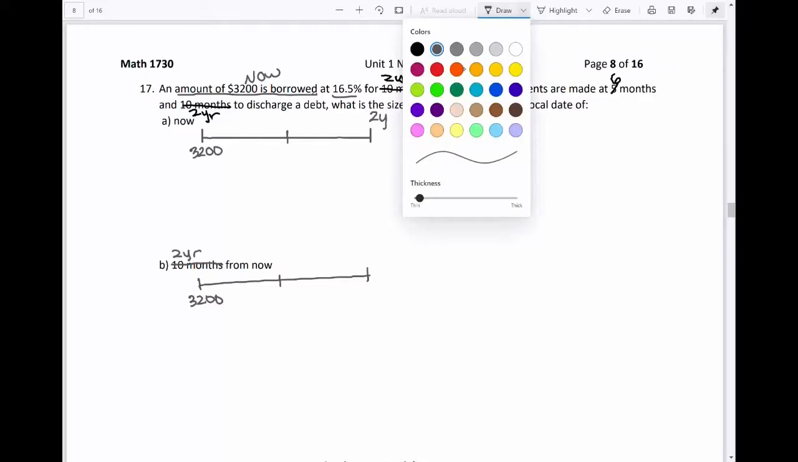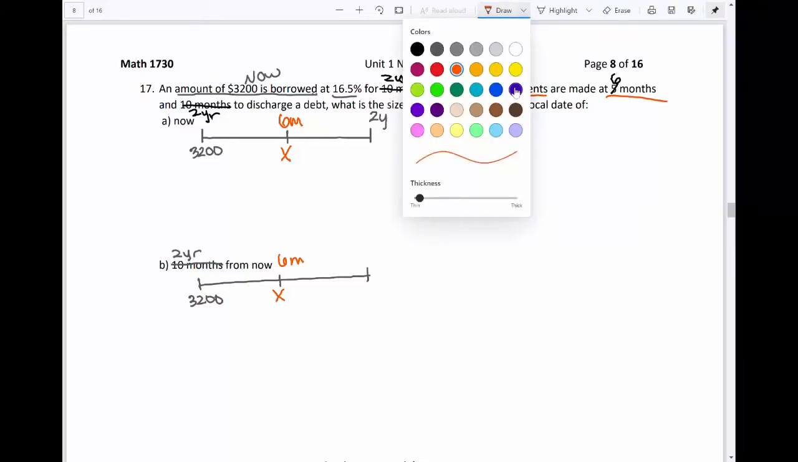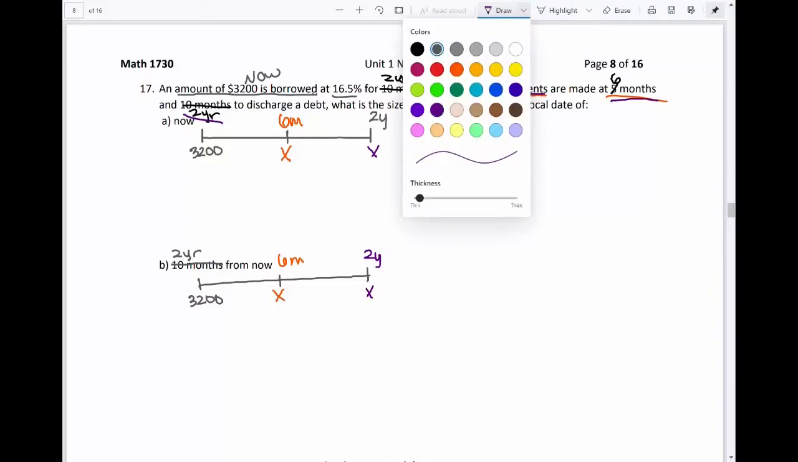And then we're told that 2 equal payments are made. So we're going to do one of the payments, 2 equal payments. The first payment we'll do in orange, and that's at 6 months. And then the other payment is made at that 2-year mark, and we'll do that one in purple. So that's our other X. So it's still 2 X's. They're the same payment. They're 2 unknowns, and we know that they're the same because we're told this right here, again, the idea of 2 equal payments. So that means that they're the same value. So no matter what, they're both going to be an X.